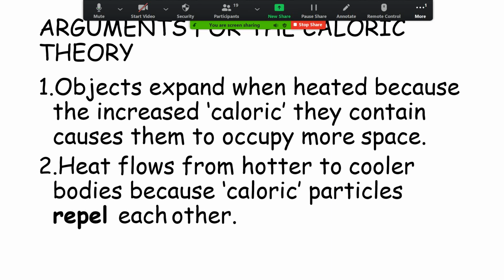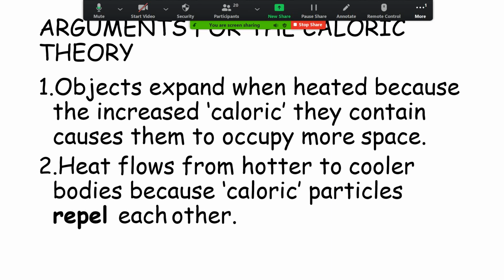Now, eventually, you're going to find out that objects expand when heated, because the increased caloric they contain causes them to expand more. This is something that happens in real life when it comes down to heat. When you apply heat to most objects, they're going to expand. You understand? And this just shows that there's an increase in the heat inside of it, right?